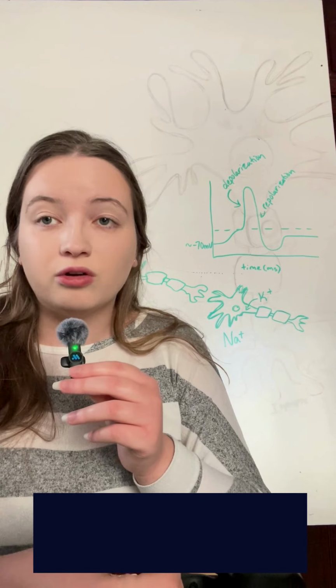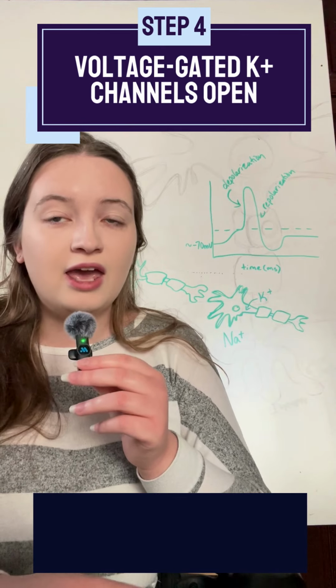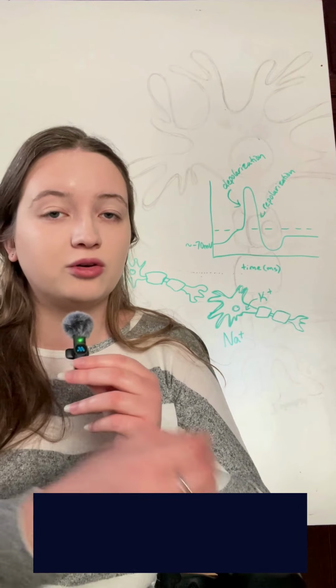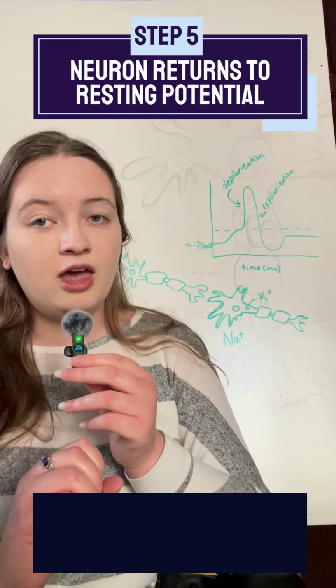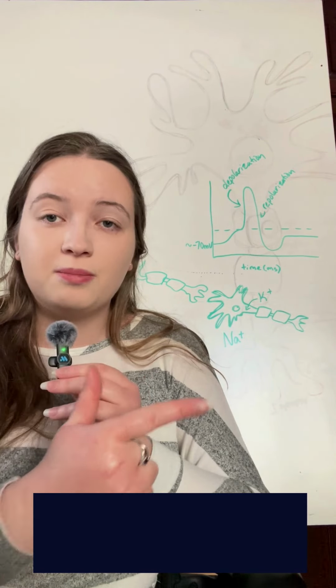This positivity, or depolarization, also opens voltage-gated potassium channels. And now that the cell is so positive, potassium will be pushed out, resulting in hyperpolarization as the potential dips beneath the resting membrane potential. The two important things to remember here are opposites attract and sodium in, potassium out.